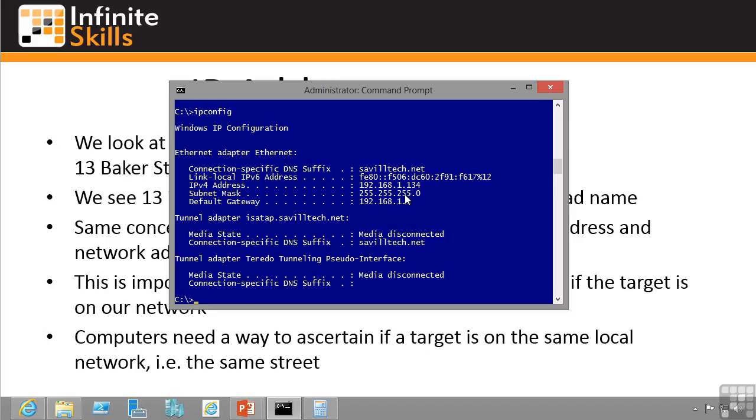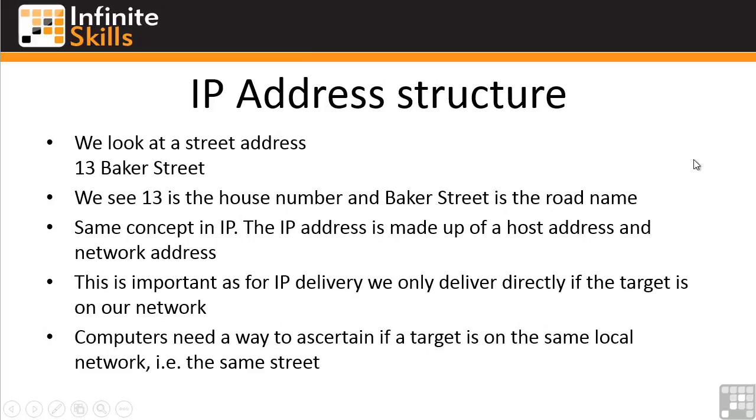And really the best way to explain this is going back to my house example. So if we look at a typical street address, for example 13 Baker Street, we know that the 13 is the house number and Baker Street is the road name. Now there is exactly the same concept in TCP/IP. You essentially have the host address part of an IP address and the network address part of the IP address.